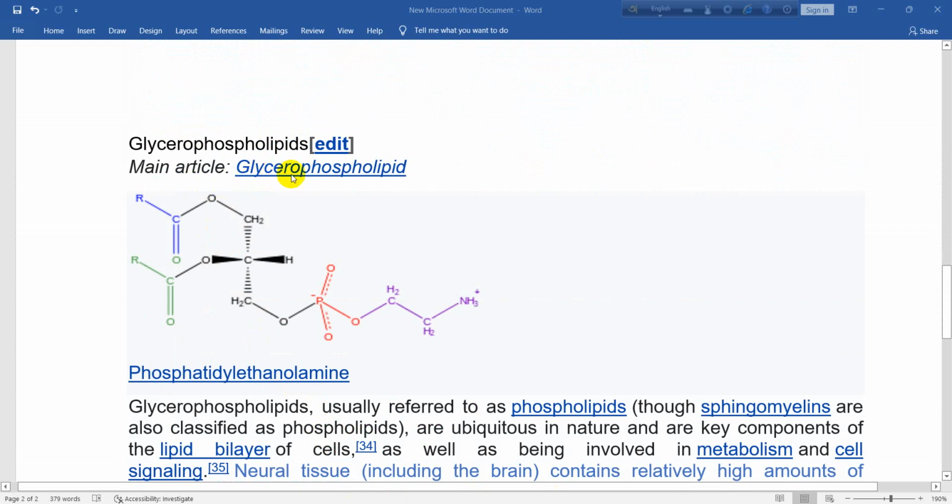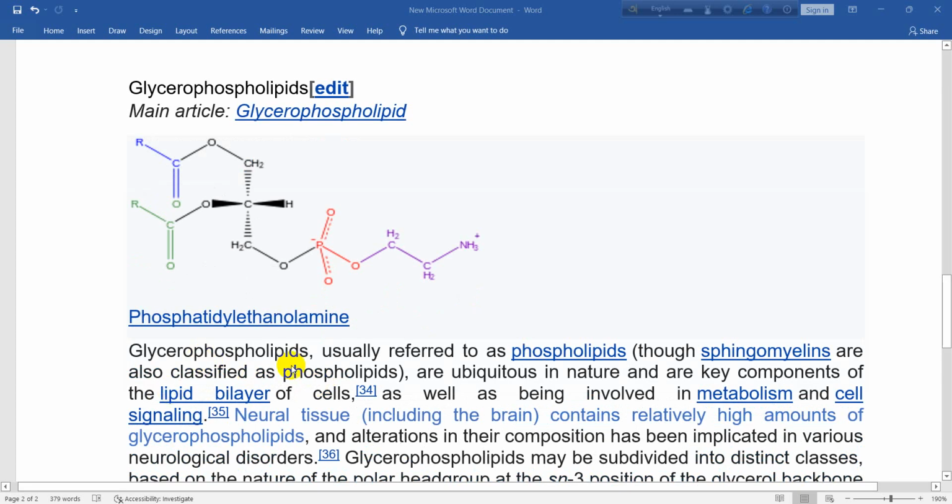Glycerophospholipids. Main article: Glycerophospholipids. You can see this is the structure of glycerophospholipids, phosphatidylethanolamine. Glycerophospholipids, usually referred to as phospholipids, though sphingomyelins are also classified as phospholipids, are ubiquitous in nature and are key components of the lipid bilayer of cells, as well as being involved in metabolism and cell signaling.